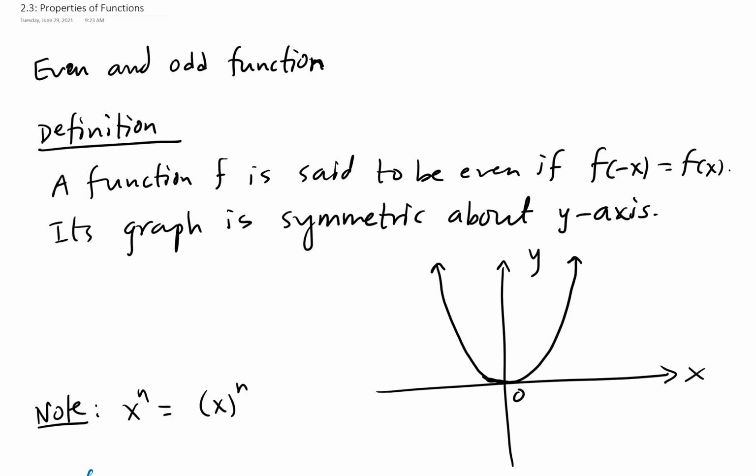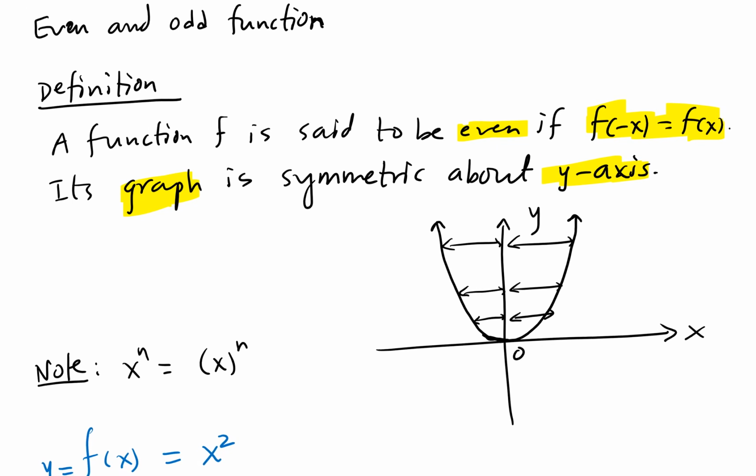So when is a function said to be an even function? A function f is said to be even if f of negative x equals f of x. So when you try to find f of negative x and you get the function back, that's called an even function. In this case, its graph is always symmetric about the y-axis. That means the y-axis is like a mirror. These two distances are the same, these are the same, these are the same. That's an example of it.